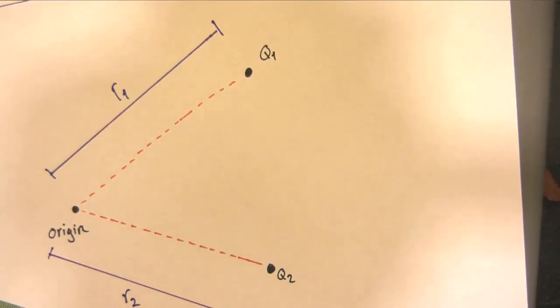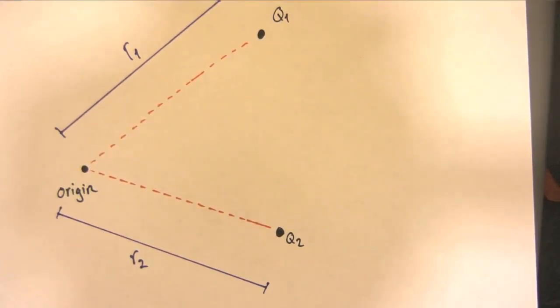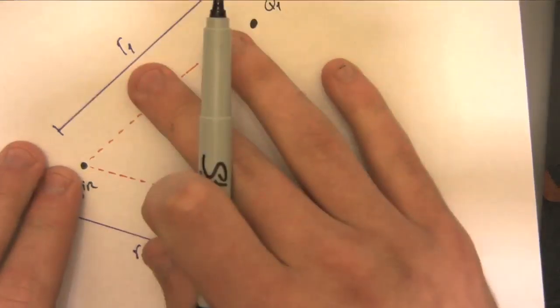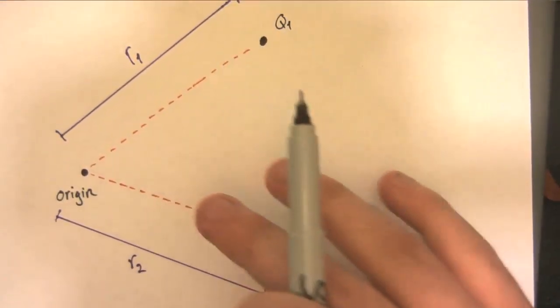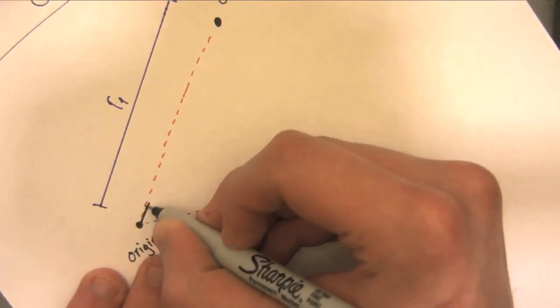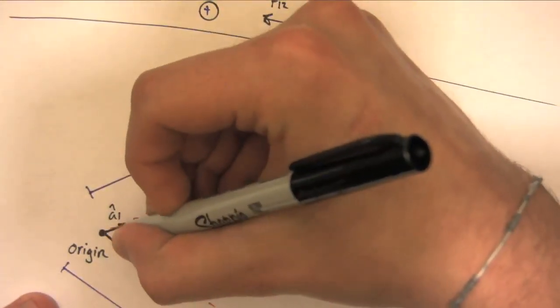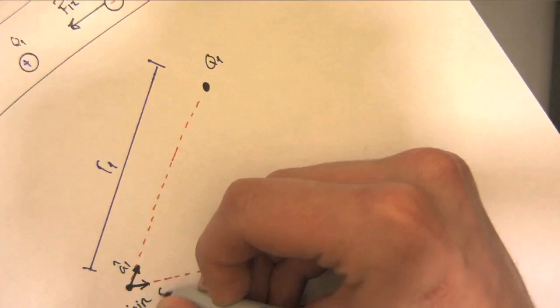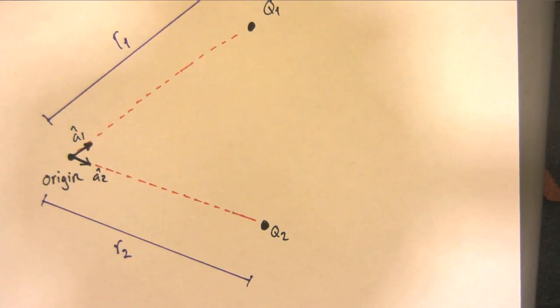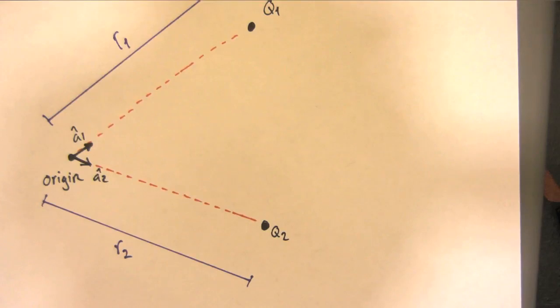Has magnitude R2. Now, we're going to define our unit vectors for this magnitude, pointing in that direction, which will be a hat 1, and this will be a hat 2. In which case, of course, your actual vector from origin to Q1 will be R1 times your a hat 1. Is that right? Yeah.